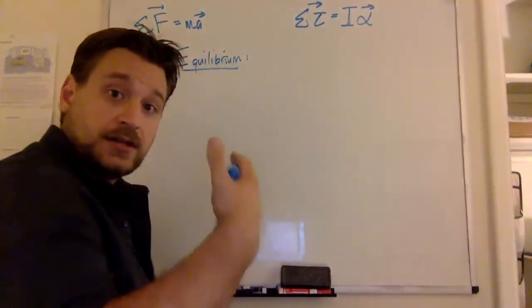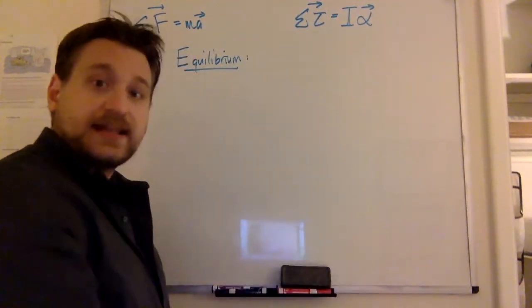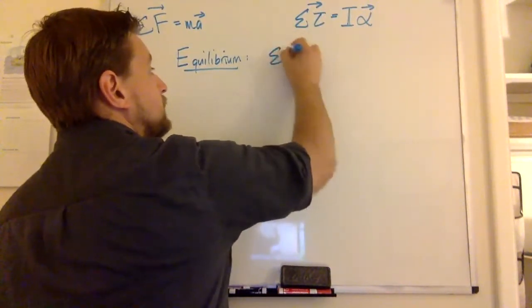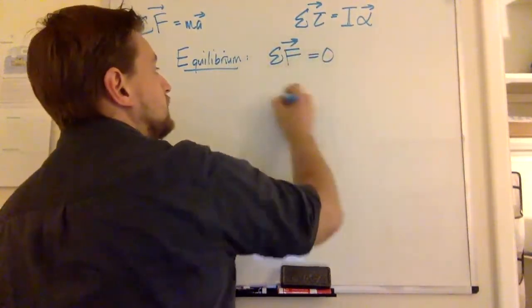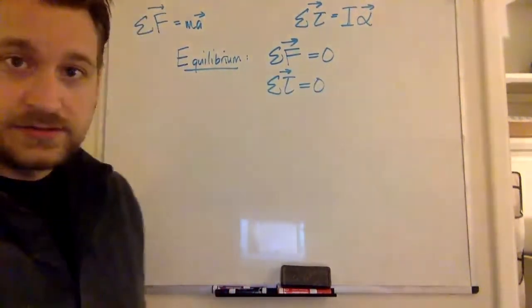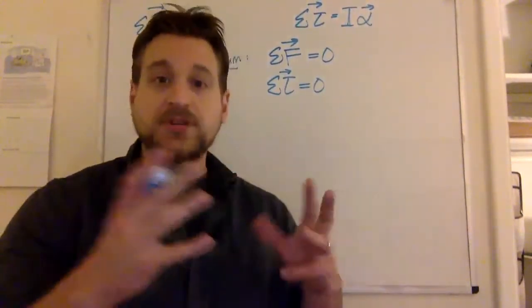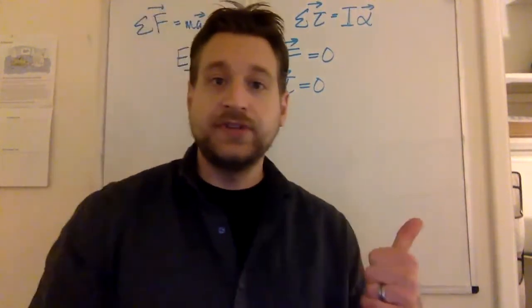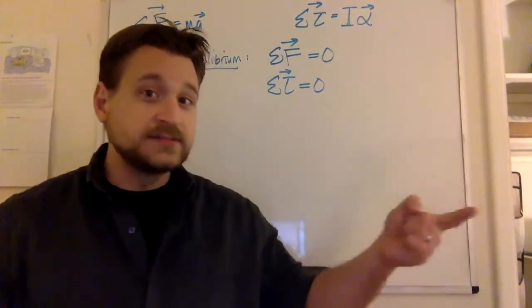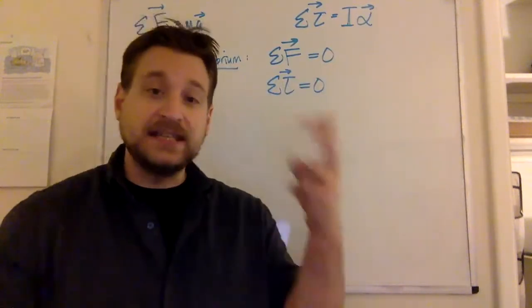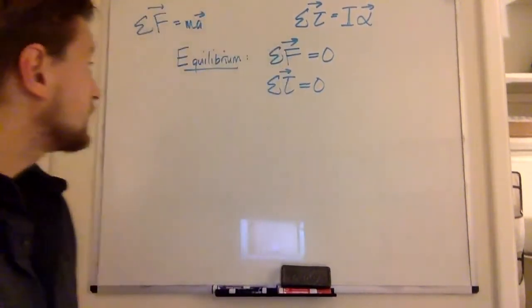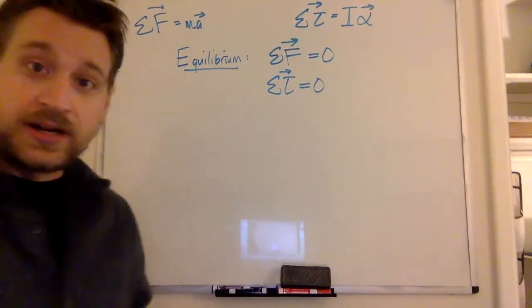What we mean when we say in static equilibrium is that the sum of the forces is equal to 0, and that the sum of the torques is also equal to 0. So if this object or system is not moving, it will stay that way. If it is not rotating, it will stay that way. If it is moving, it will stay that way with that velocity. If it is rotating, it will stay that way with that angular velocity. That's the story. That's equilibrium.